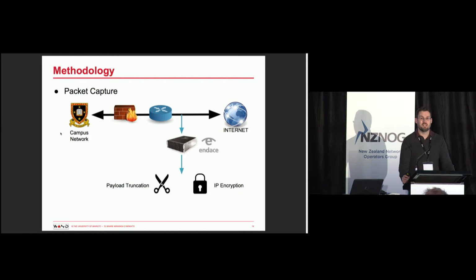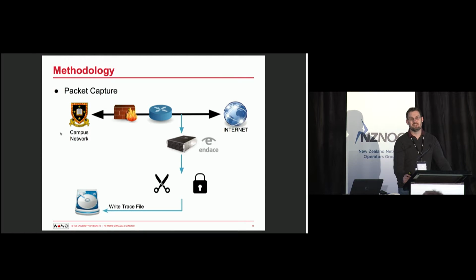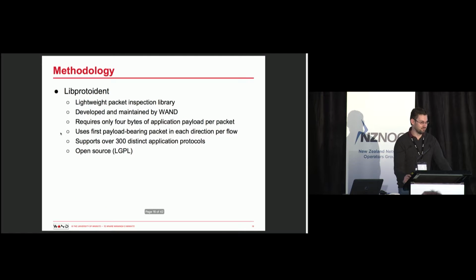We only kept 4 bytes of application level payload, as well as the TCP IP headers or UDP IP headers. And we encrypted the local IP addresses to protect the privacy of the students and staff on campus. And finally, we took those encrypted and truncated packets and wrote them to packet trace files for subsequent analysis. And how we analyzed them was we took a library that we developed at WAND called libprotoident.